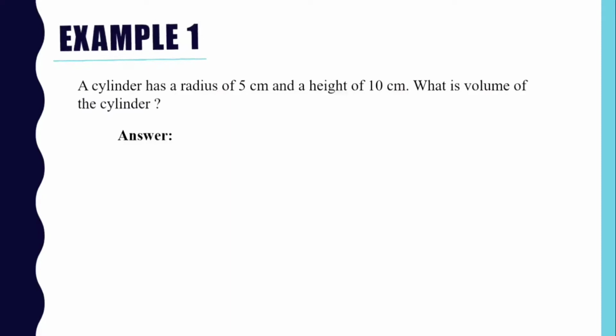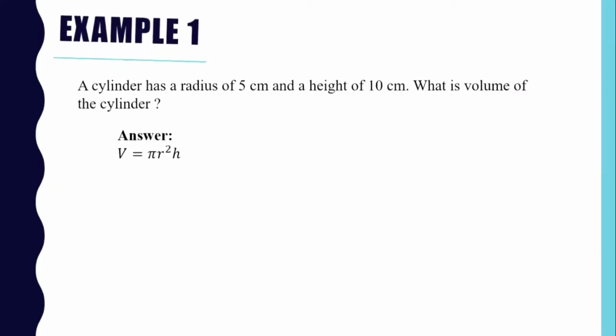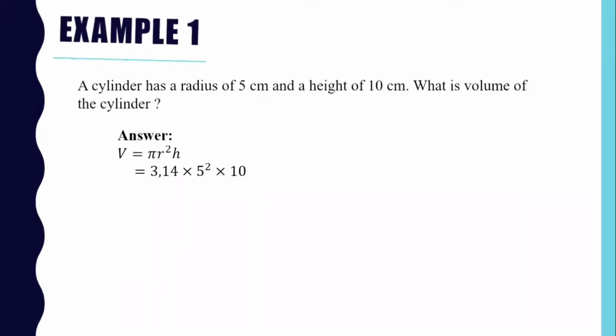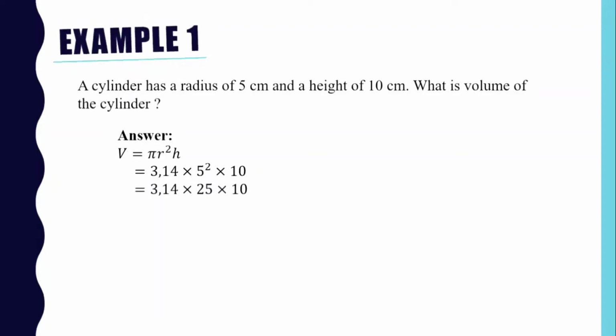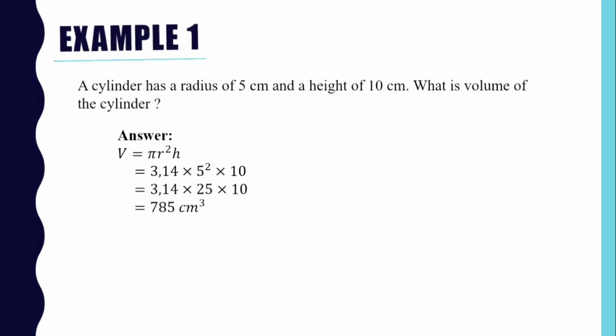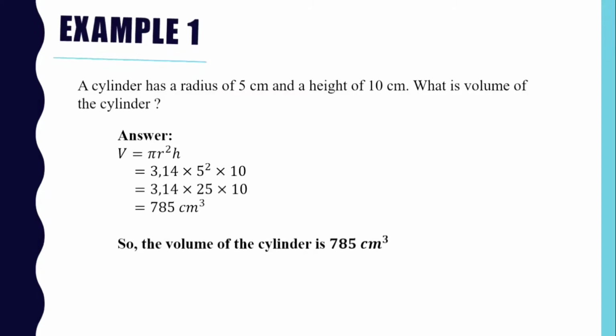The answer, V equals pi times R square times H equals 3.14 times 5 square times 10 equals 3.14 times 25 times 10 equals 785 centimeters cube. So, the volume of the cylinder is 785 centimeters cube.